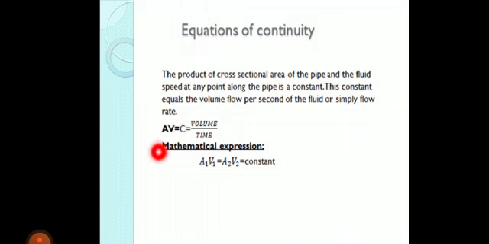The mathematical expression of the equation of continuity is this: the product of area and speed at point 1 will be equal to the area and the speed at point 2. These two terms are equal, that's why it is constant. Here we are taking the case of an ideal fluid. Next we see the diagram of the equation of continuity.